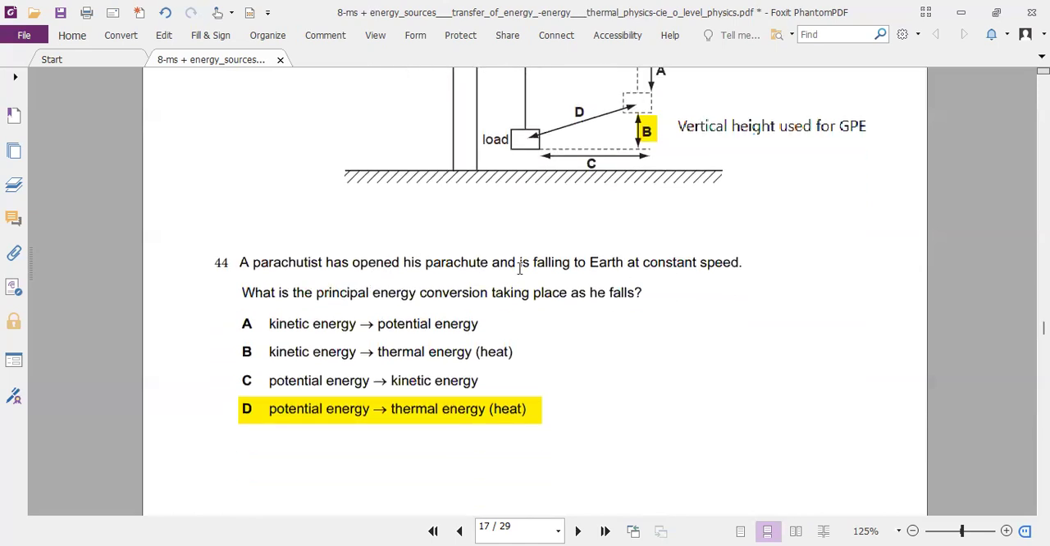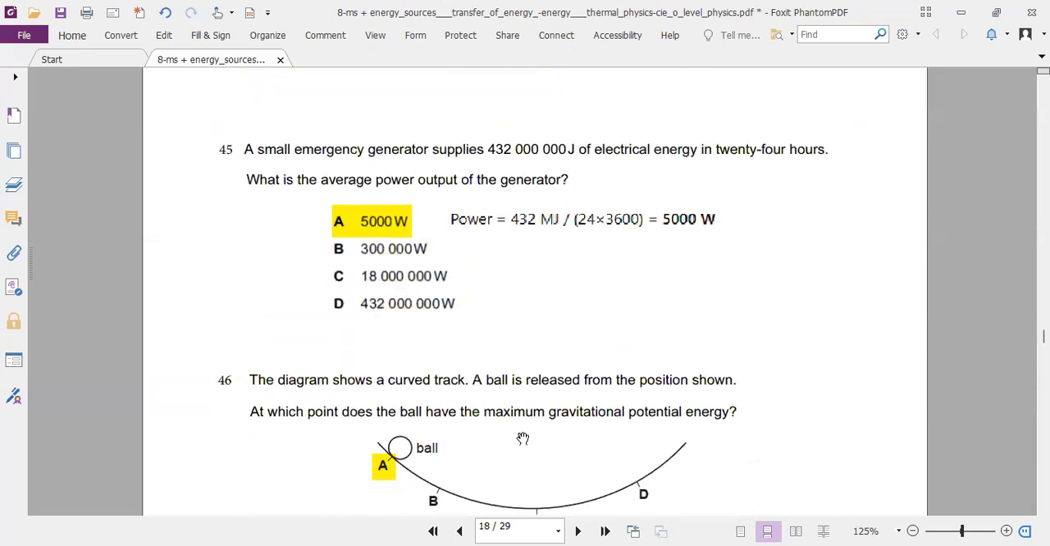Parachutist opened his parachute, falling at constant speed. Well, at constant speed, the potential energy will only be converted to heat because the KE is constant due to the constant speed. And we have a generator producing this much electrical energy in 24 hours. The power will be energy divided by time, which gives you this. Okay.